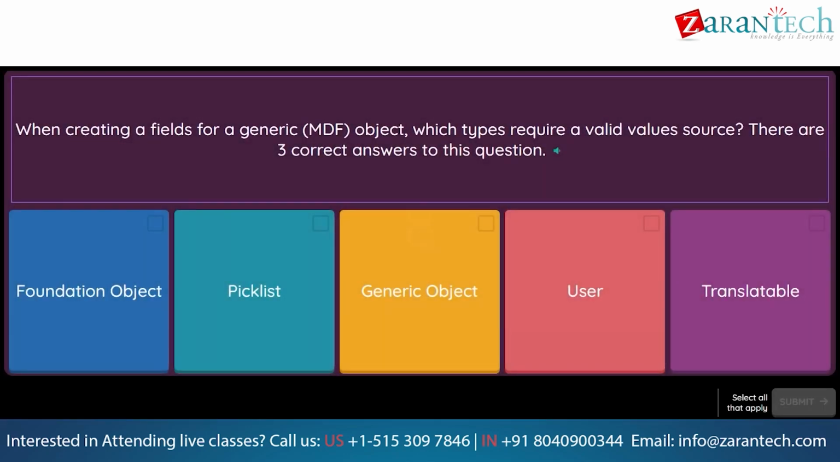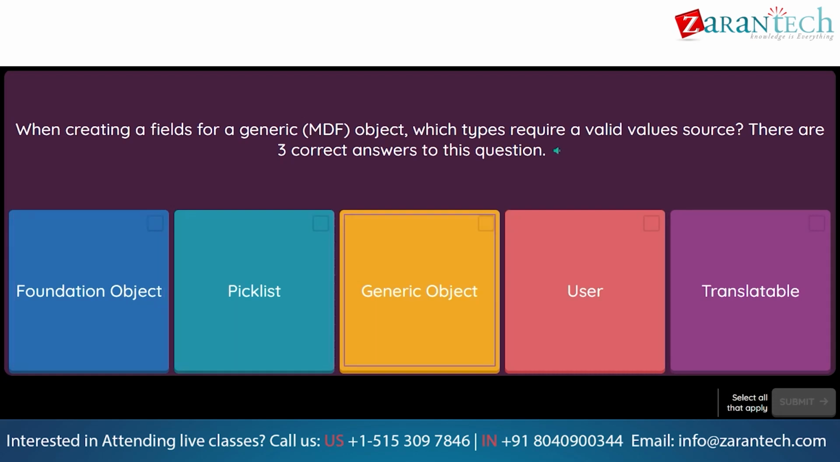Question: when creating fields for a generic MDF object, which types require a valid values source? There are 3 correct answers to this question. Option 1: Foundation object. Option 2: Pick list. Option 3: Generic object. Option 4: User. Option 5: Translatable.